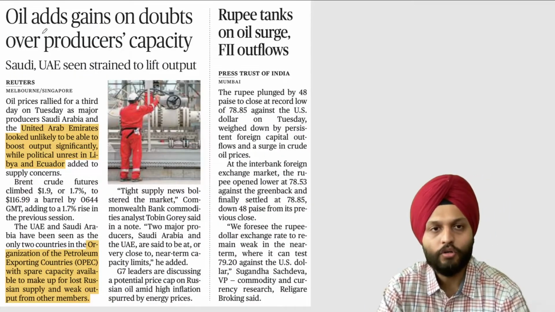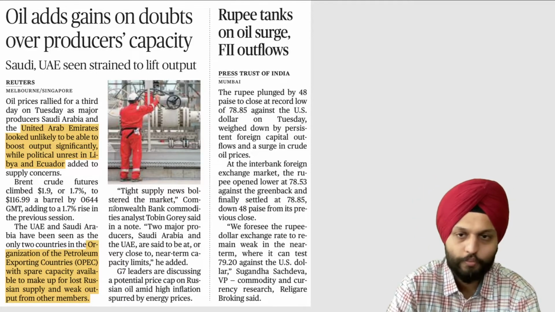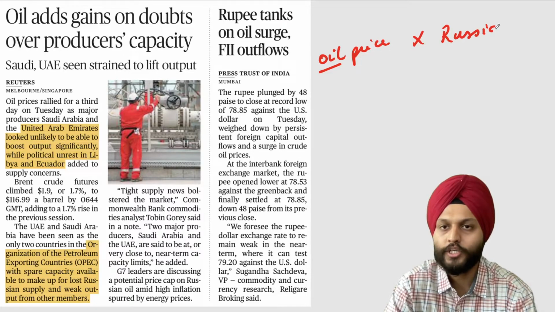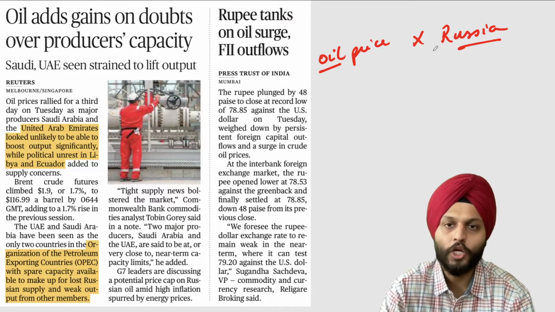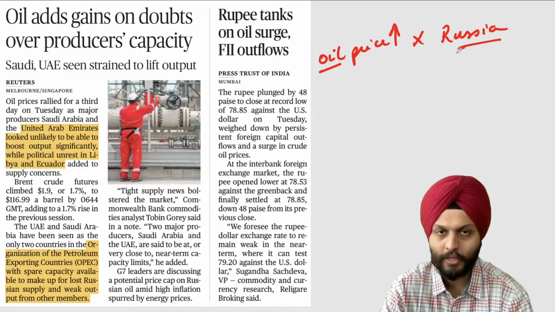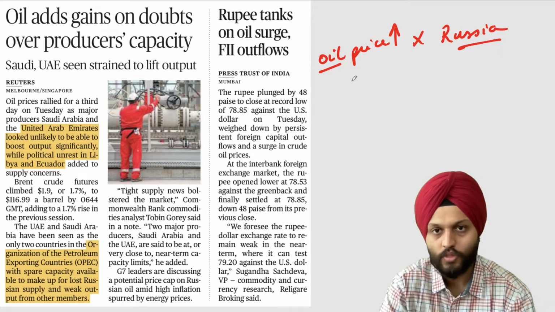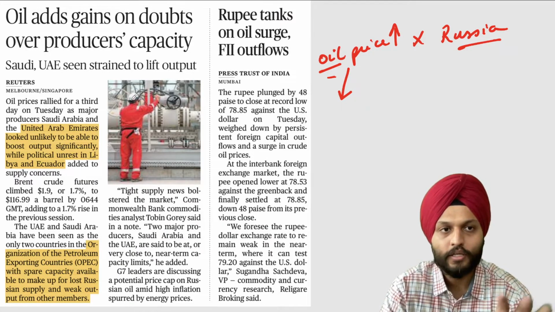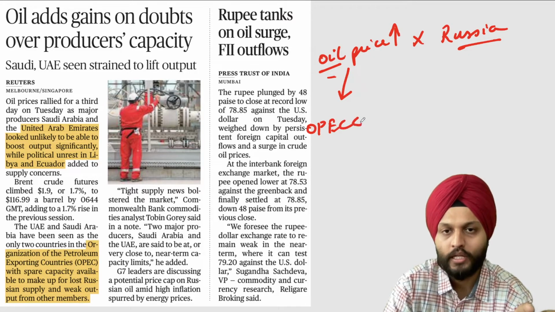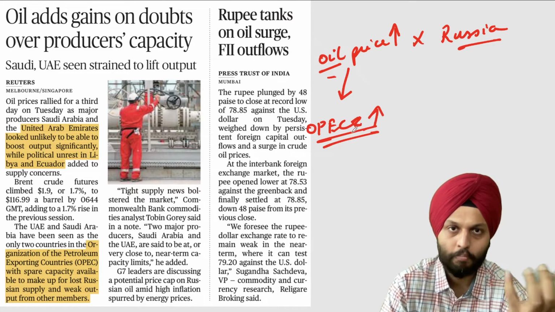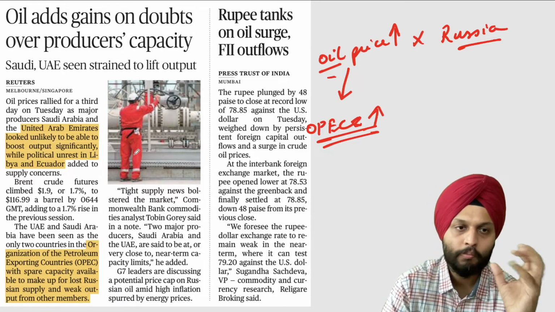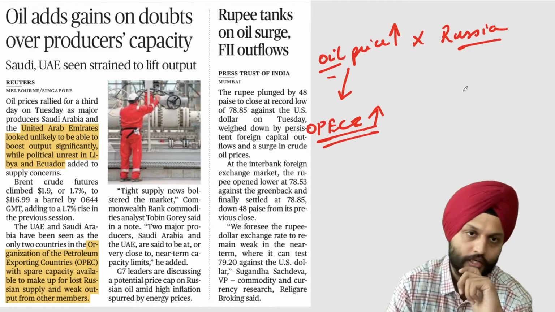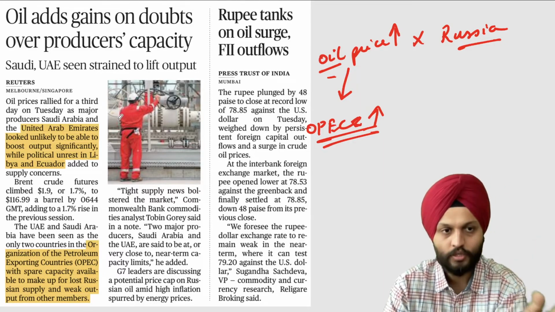Okay, oil adds gains on doubt over producers' capacity. So basically oil prices have been increasing lately, and plus there is this sanction on Russia also. Russia is a great exporter of oil and energy. So oil prices have been increasing because of the supply issues. Supply is less, demand is more, so people are willing to pay more. To keep the prices in check, naturally these OPEC countries have to enhance their production. They have to increase the supply. But it seems that they have very limited scope of increasing the supply. Even if they work very hard, they will not be able to meet the supply gap that has been created. So that is what it says. So fuel prices are likely to increase.